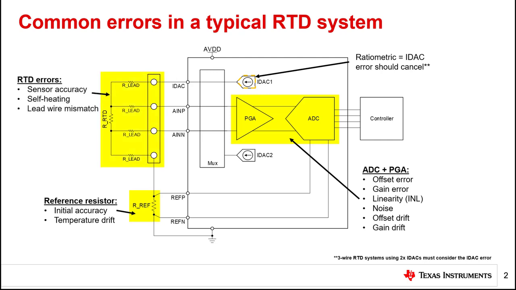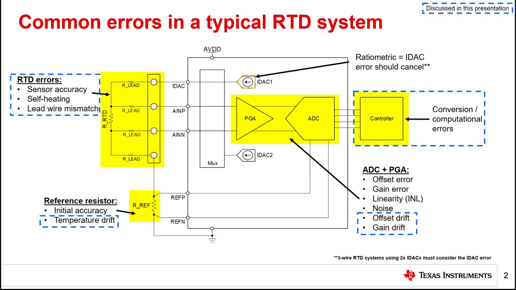The RTD itself can contribute error in the form of variation in the sensor accuracy, self-heating, and lead wire mismatch. Finally, the controller can introduce computational errors in the resistance to temperature conversion process. This presentation focuses on overtemperature, sensor, and computational errors, which are highlighted by the blue boxes. A previous presentation provided a detailed analysis of the remaining error sources. Let's begin by looking at some characteristics of temperature drift.